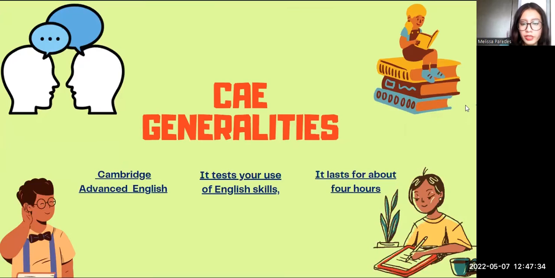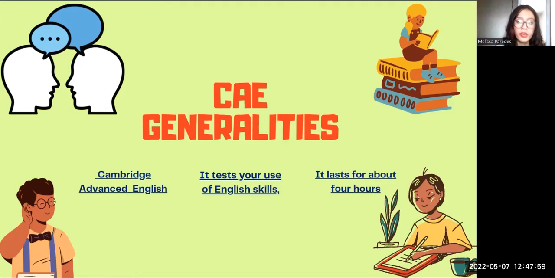As a first point, we have the different generalities. Talking about the generalities, it's important to mention that the letters CAE mean Cambridge Advanced English. This exam tests the use of English skills, and it lasts approximately 4 hours. It's important to say that this exam is divided into 4 parts.